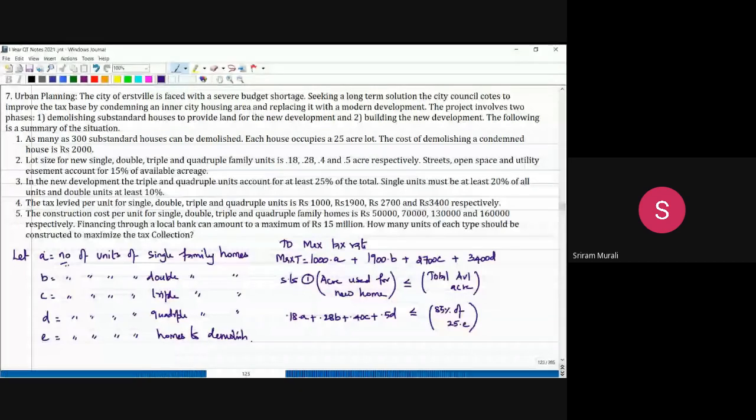We want to maximize a tax return. You could have understood this. If you come to the first constraint, you want to demolish some houses. Where are those houses? In 25 acres of land.